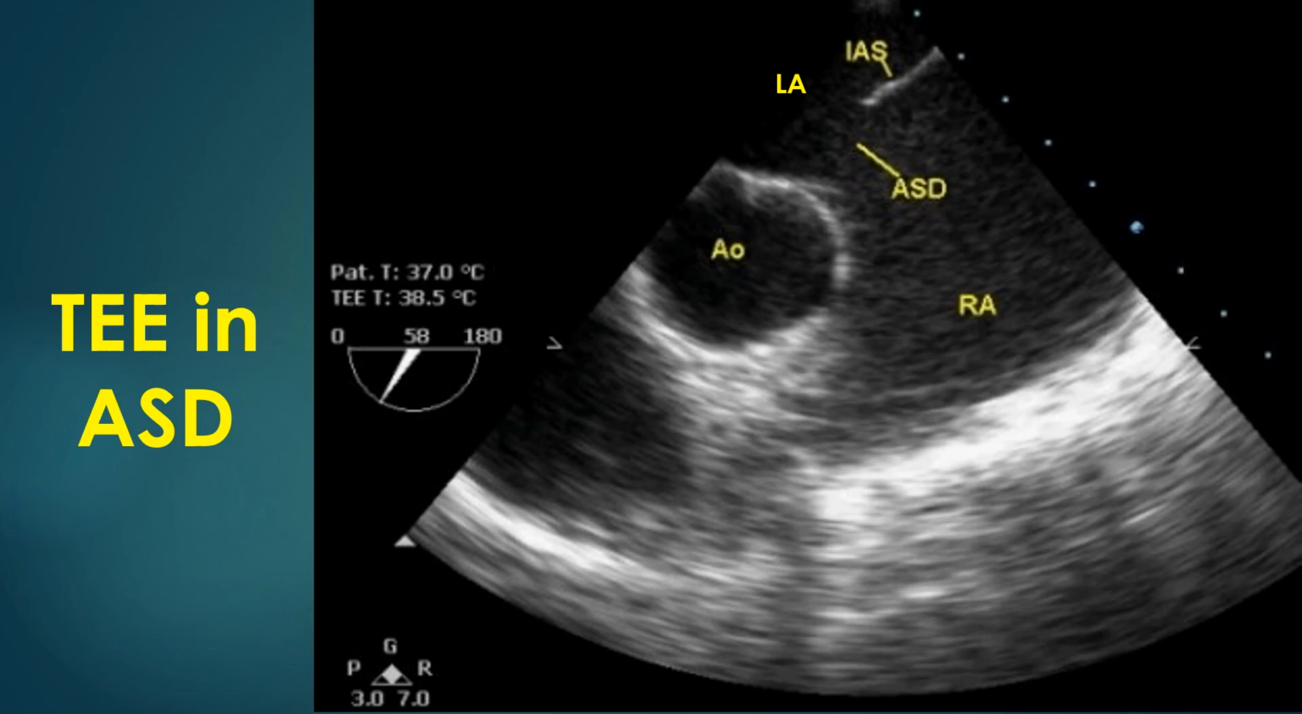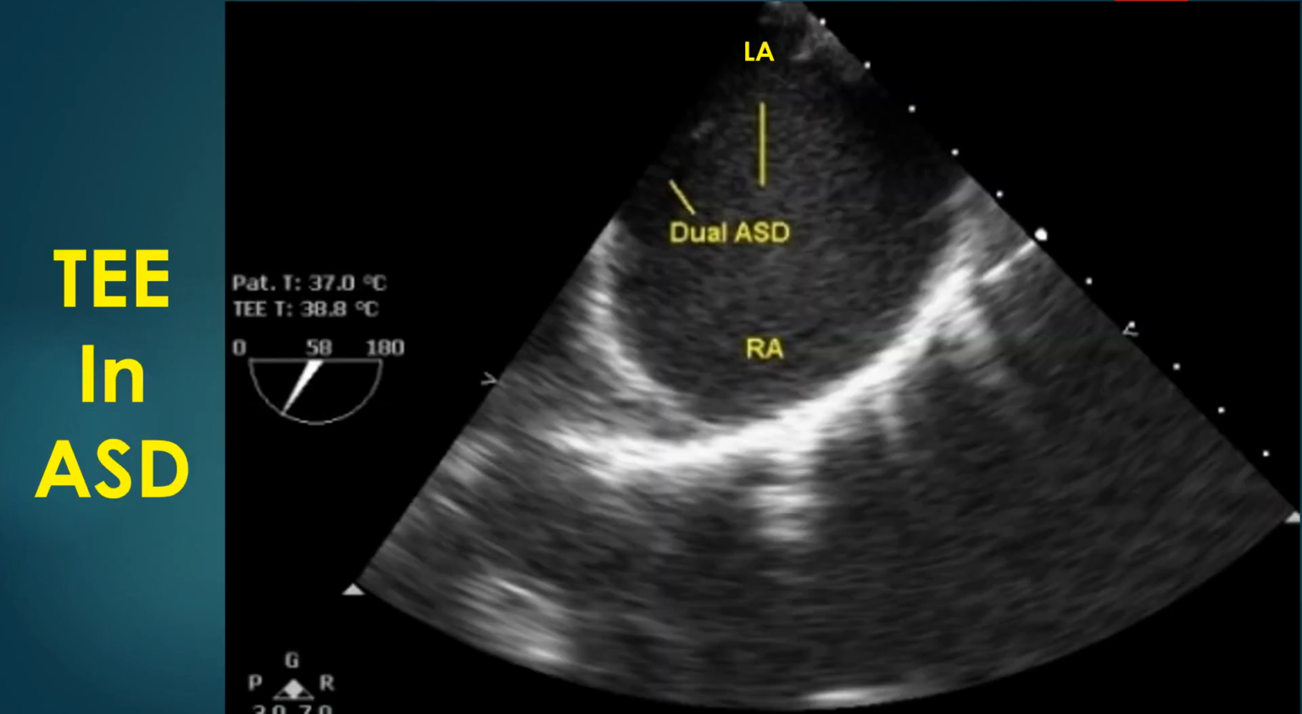TEE image in short axis view showing the aorta, part of the intra-atrial septum and the ASD. It can be seen that there is hardly any aortic rim, that is a bald aortic rim. Part of the left atrium is seen above the IAS. Below the IAS, the large right atrium is visible.